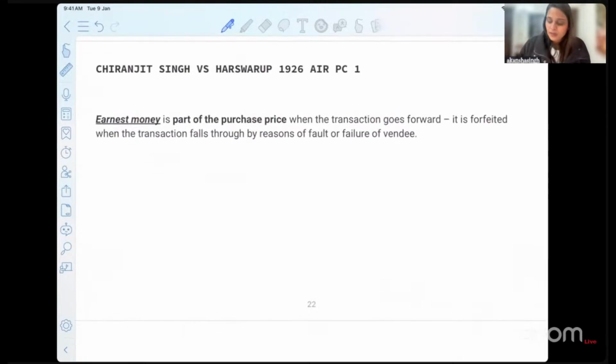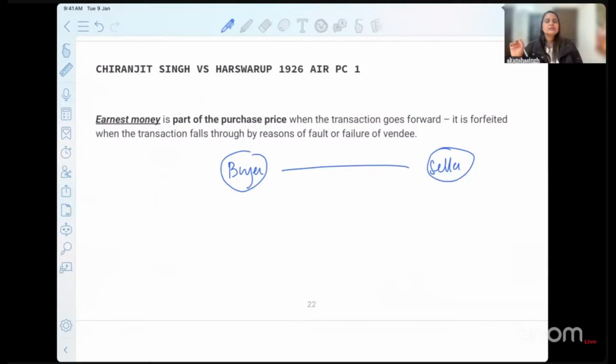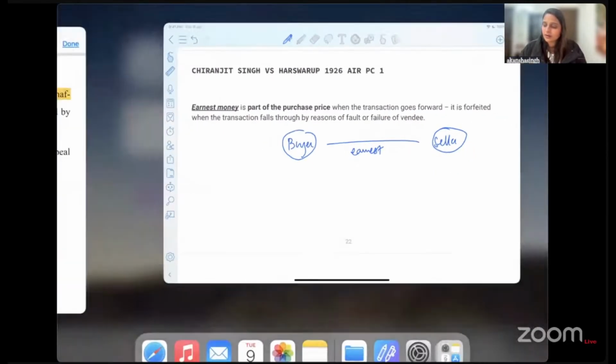Now, if we refer to this particular case law, again, the court here said there were two parties. There was a buyer, there was a seller. And in the terms of the contract itself, they had mentioned that we are going to keep your earnest money. I'll just show you the clause from the contract itself.